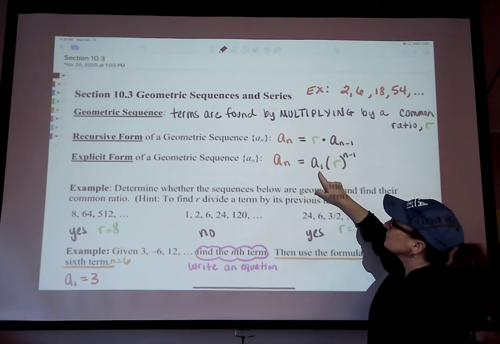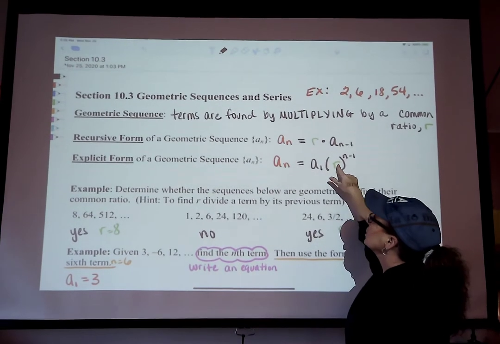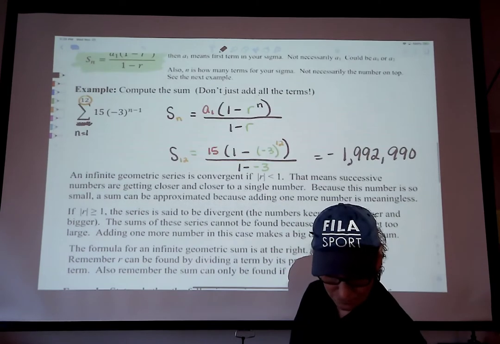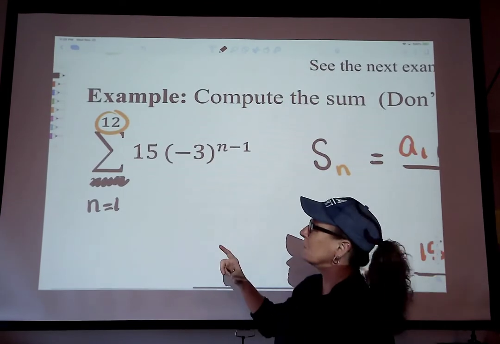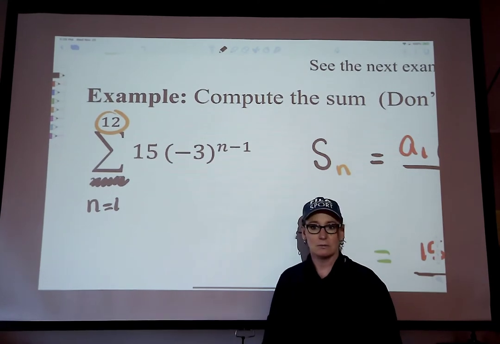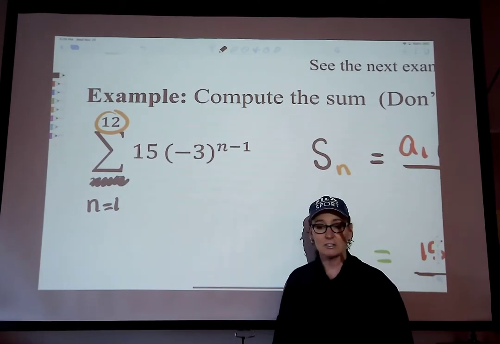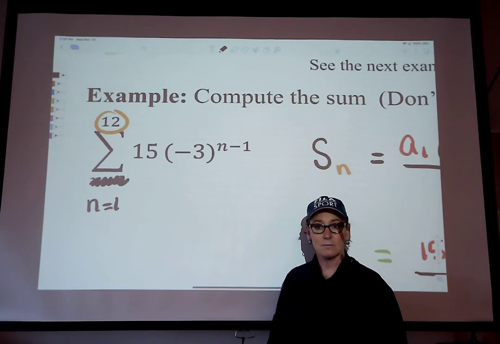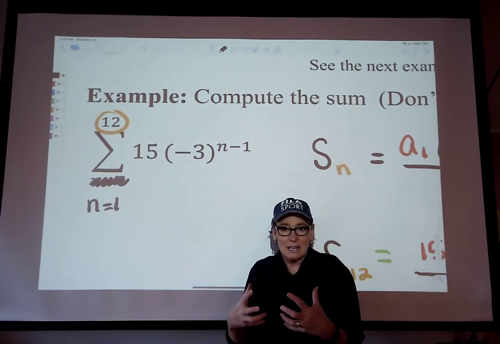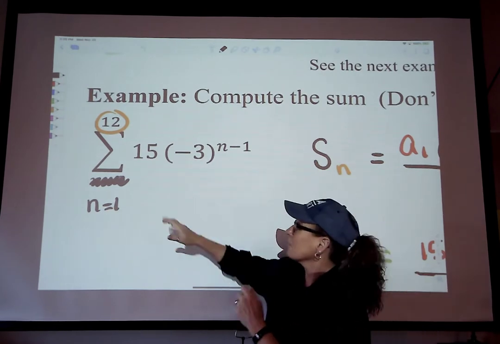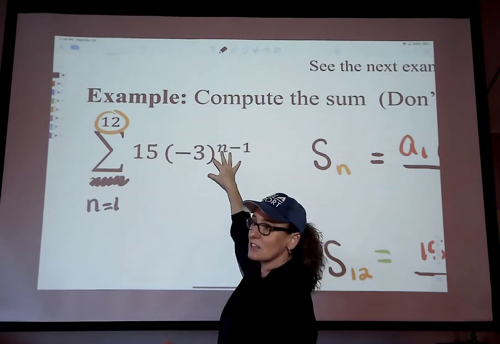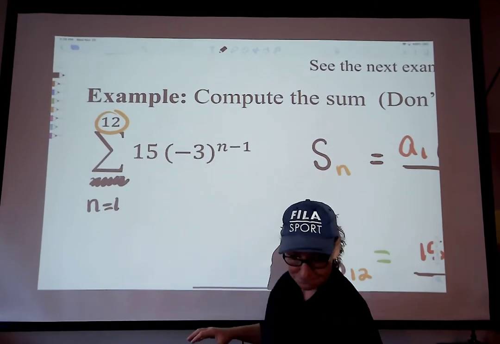The setup for the explicit formula, you got your first term, you got R to this power. It's the exact same. So you all should look at this and be like, oh, first term is 15. R is negative 3. You should be able to recognize what form it is, and then be able to pull numbers out of there. This is A sub 1, this is R, because this looks just like the setup for the explicit formula.